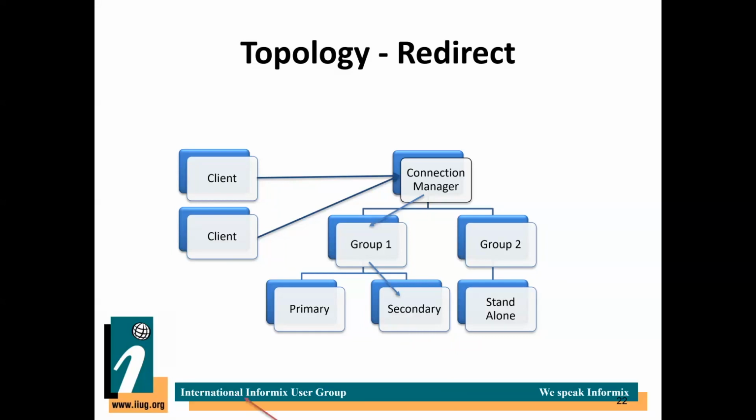And then what happens is the connection manager gets out of the way. It comes in and goes, all right, the secondary is where we're going to work. It hands that secondary off to the client, and then the client directly connects to the secondary. So at this point, the connection is directly between the two, and the connection manager is no longer in play unless the client does a reconnect.